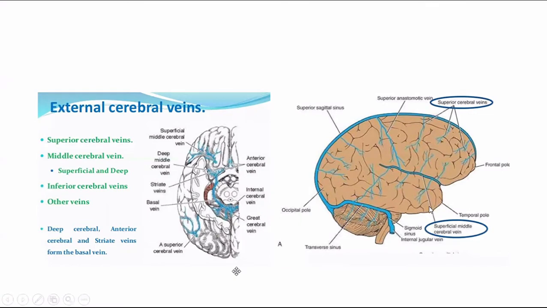The deep middle cerebral vein, as the name implies, is deep in location, inside. The deep middle cerebral vein drains the insula, and is joined by the anterior cerebral vein. This is your deep cerebral vein here, the anterior cerebral vein, and some striate veins to form the basal vein. Remember the name, basal vein, or the basal vein of Rosenthal. Remember the name: basal vein of Rosenthal.